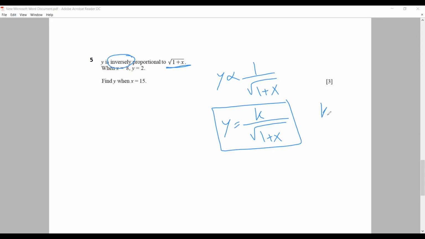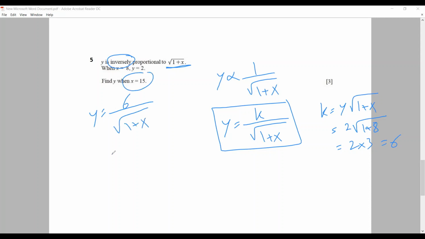So k is actually y times square root of 1 plus x. Y is given, x is 8, so that gives us 2 times 3, which is 6. So y is 6 over square root of 1 plus x. X is 15, so you can actually substitute that, gives us 1 plus 15 is 16. Square root of 16 is basically 4, and the answer is 3 over 2 or 1.5.